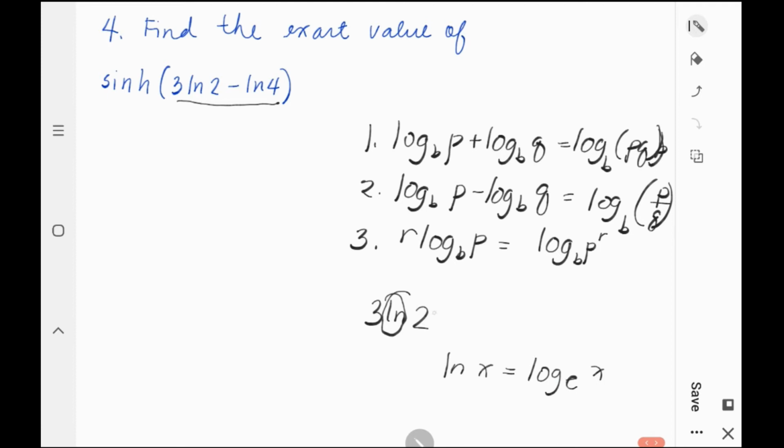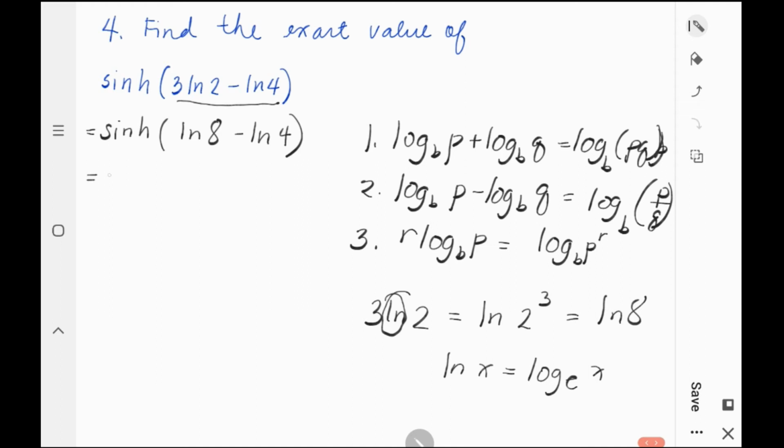So then we have 3 ln 2 in our example. Which property can we use? We can use the third property. This is equal to ln of 2 raised to the third power. 2 to the third power is what? It's 8. So it's ln 8. So this is equal to the hyperbolic sine of ln 8 minus ln 4.